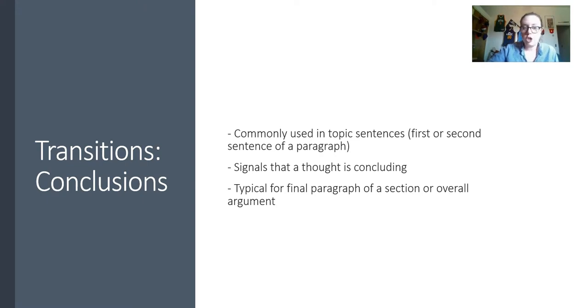The final one that we will look at will be transitions to express conclusions. These are commonly used in topic sentences, so again, the first or second sentence of a paragraph, but this also signals that a thought, in this case your paper, is concluding or that you're wrapping up. This is typical for a final paragraph of a section or of an overall argument.